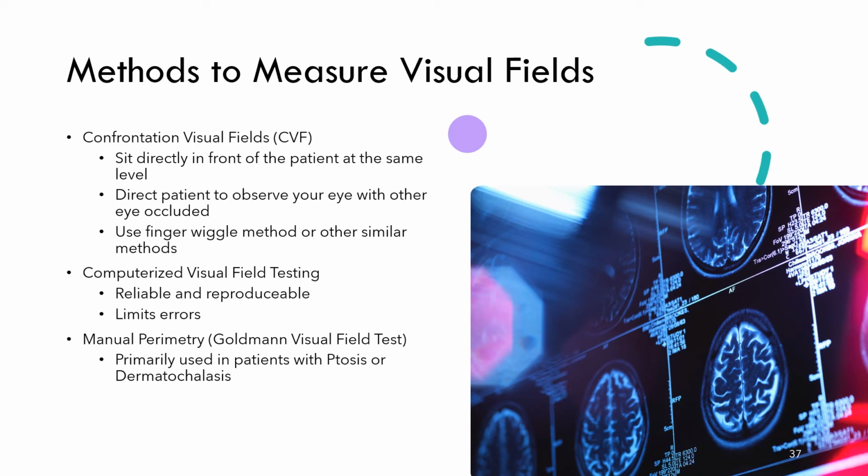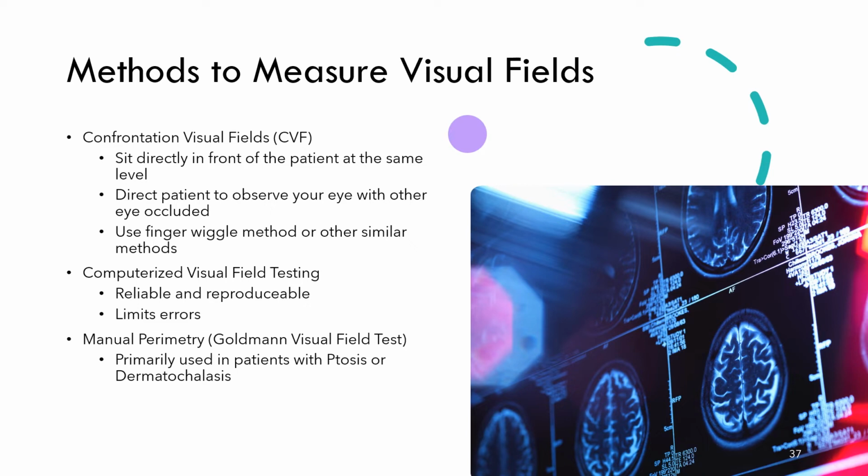Really, there are about 3 ways that we can measure a patient's visual field. A confrontation visual field test is a gross assessment for visual field defects. This assessment uses the examiner's visual field, which we presume is normal, and compares it to the patient's visual field. Really, this is more of a screening tool, and if any abnormalities are found, those should be followed up by a more detailed assessment like a computerized visual field test or a Goldman manual perimetry.